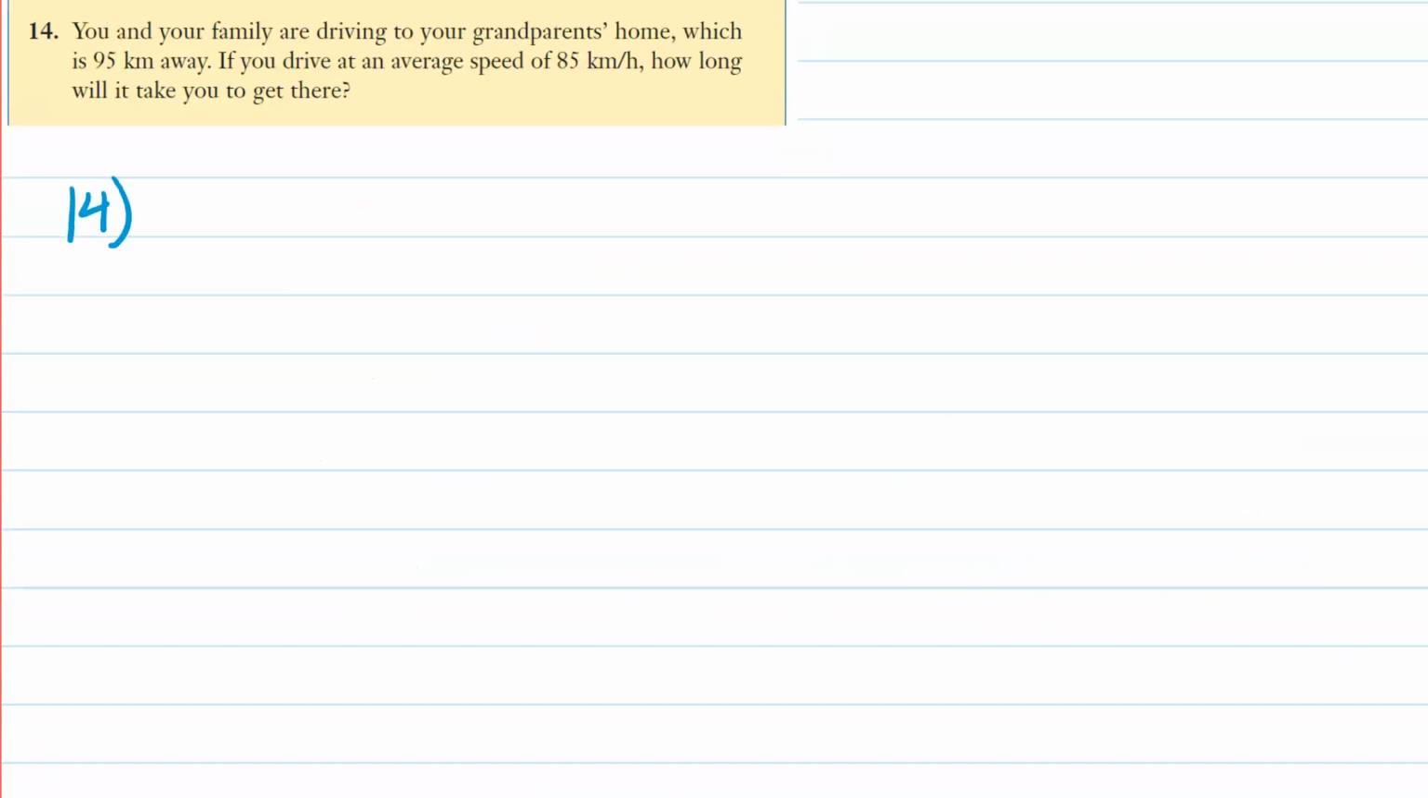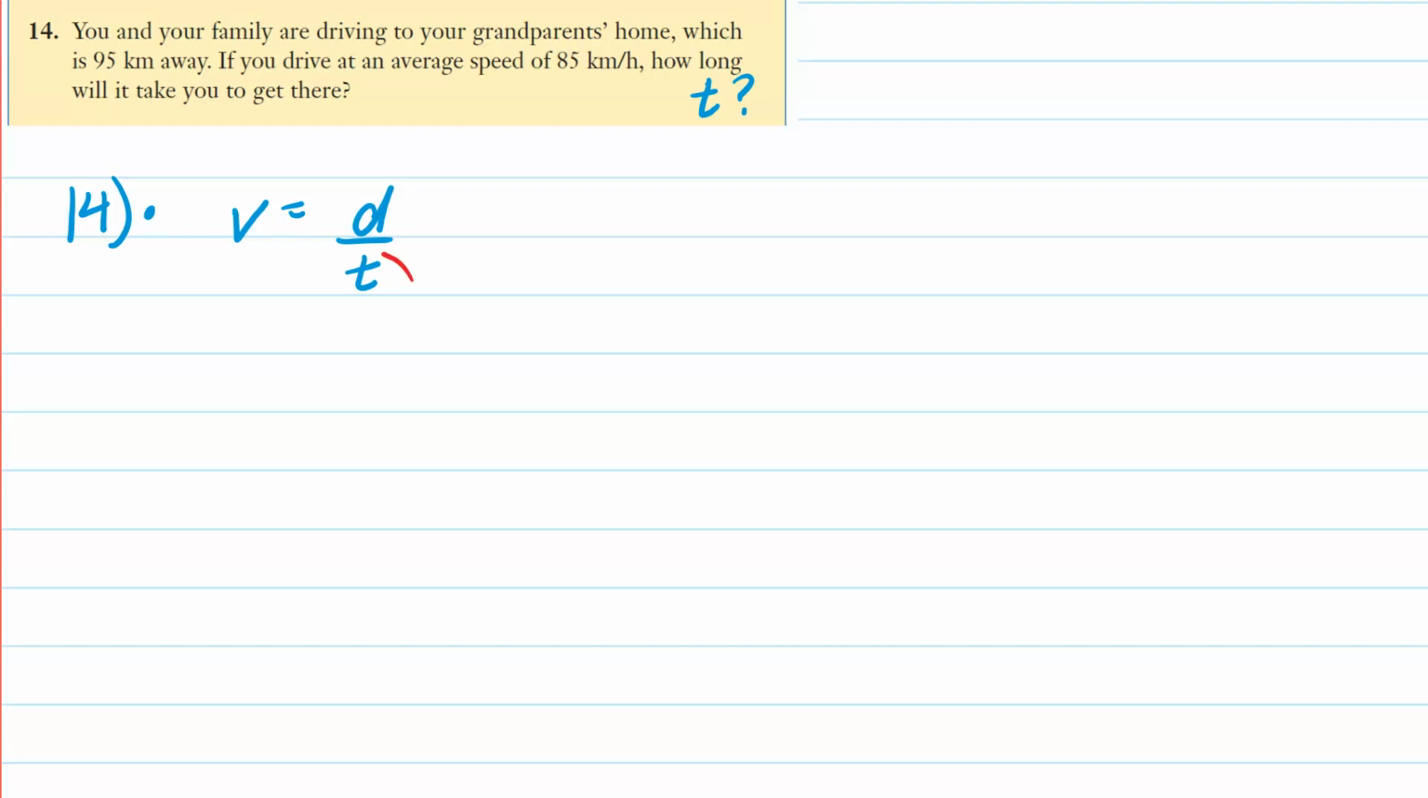For number 14 here, we're driving to our grandparents' home, which is 95 kilometers away, and we drive at an average speed of 85 kilometers an hour. How long will it take us to get there? So how long is time? How can we relate speed and distance and time? We have a formula for that. V equals D divided by T. So we'll start with that formula.